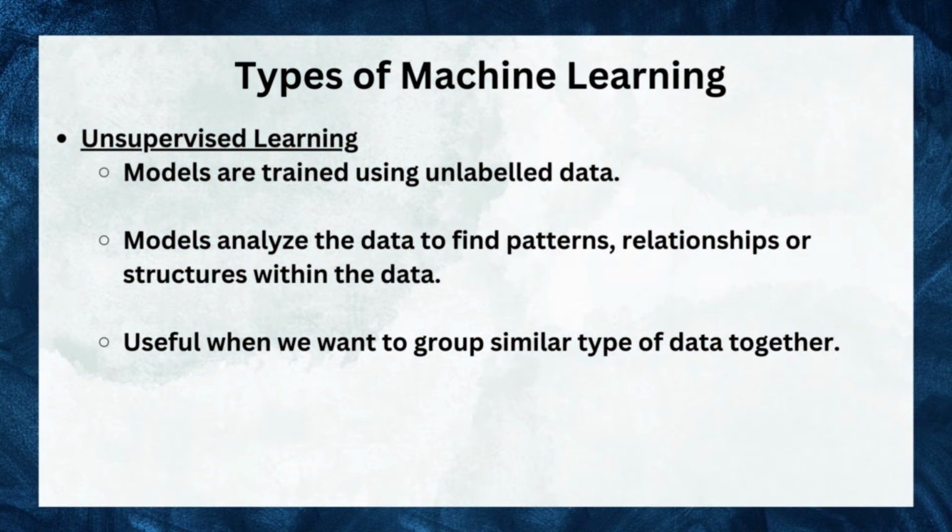Unsupervised learning. In unsupervised learning, models analyze unlabeled data to find patterns, relationships, or structures within the data. Unlike supervised learning, there are no predefined output labels. Instead, the models explore the data on their own to uncover hidden patterns or group similar data points together.